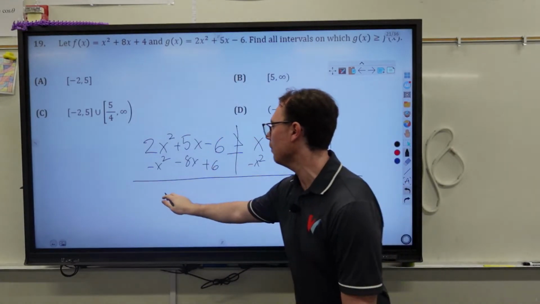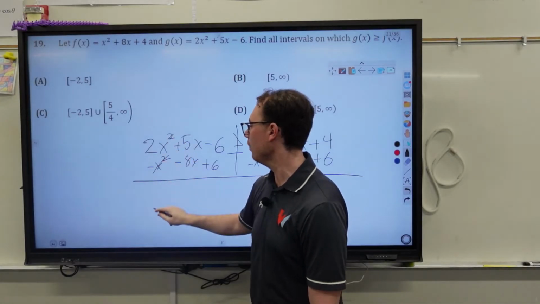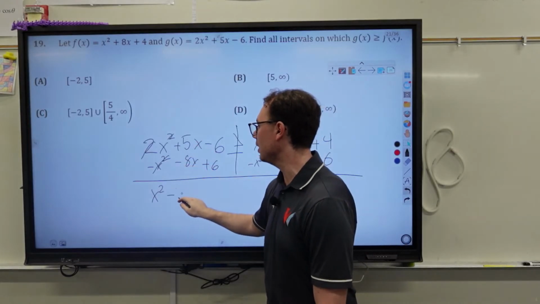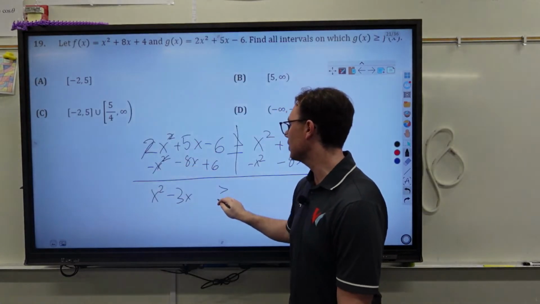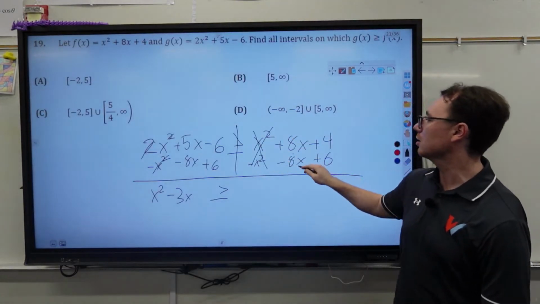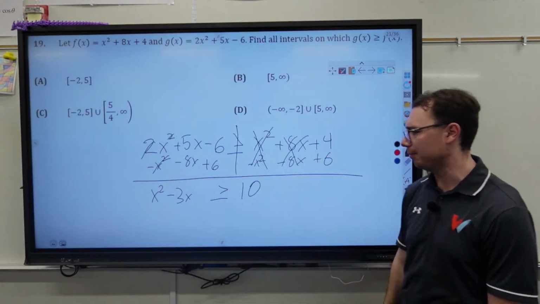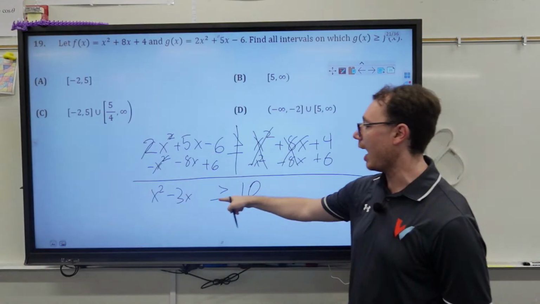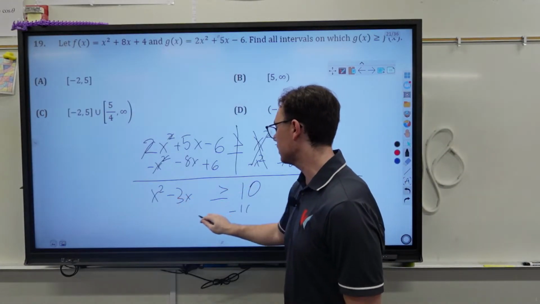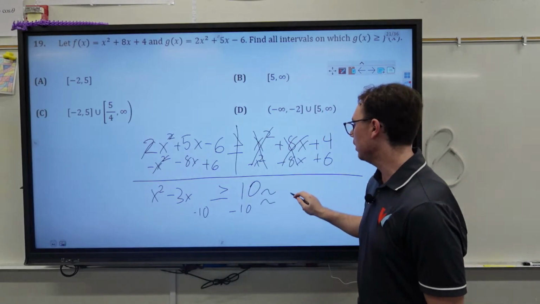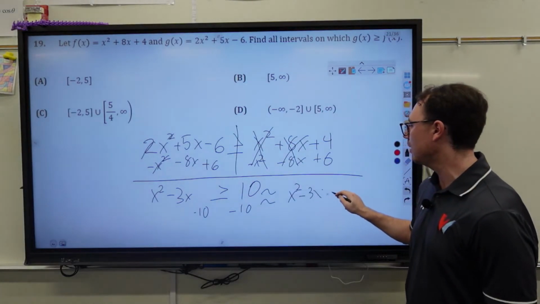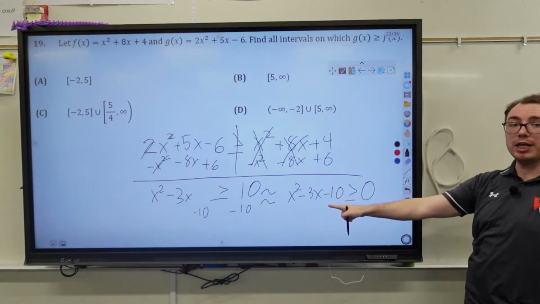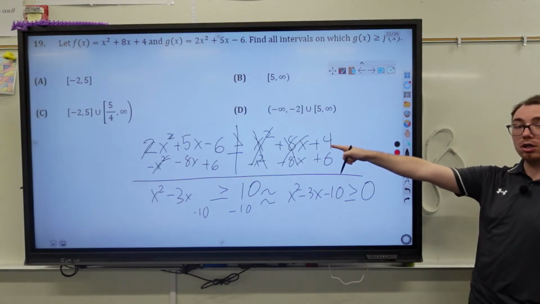Eventually, these x squared terms cancel out, so we get x squared. 5x minus 8x gives me negative 3x is less than or equal to, on the right side, these cancel out and this becomes 10. We're now able to bring that 10 back over. So we get x squared minus 3x minus 10 is less than or equal to 0. These are still the same inequality. Whatever is true for this is also true for that.